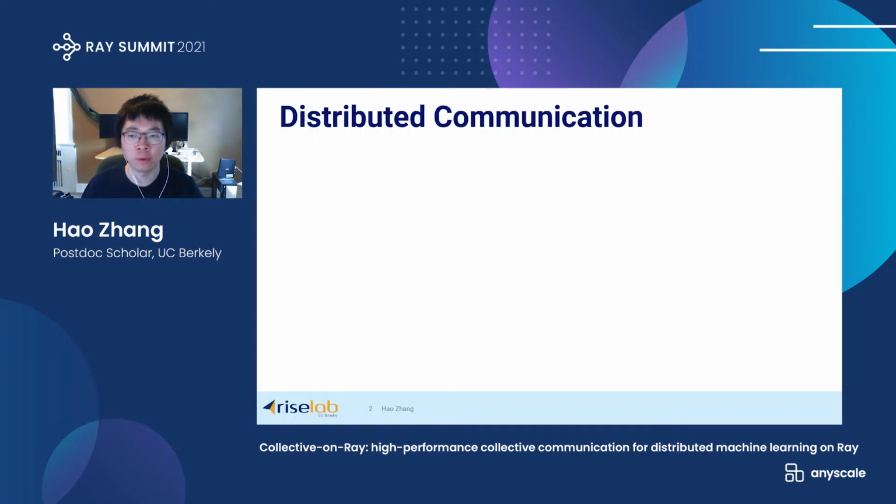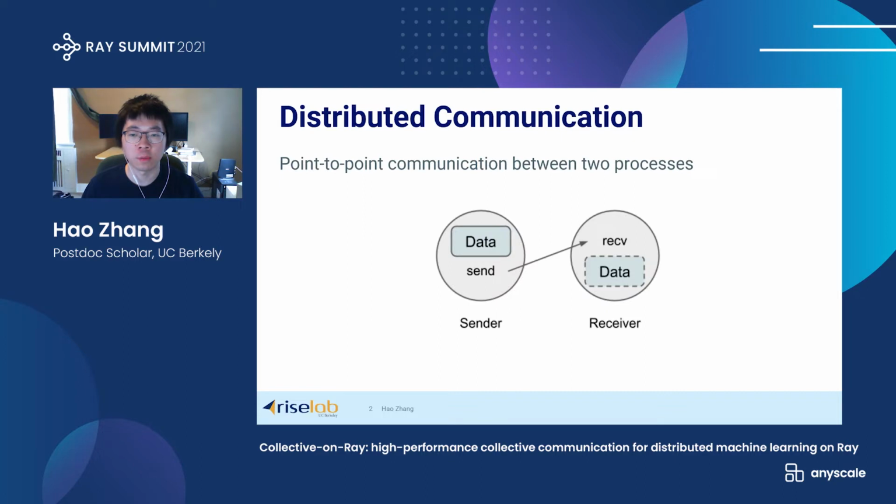Whenever we program a distributed application on a distributed environment, we have to address communication, which is an essential procedure to exchange information or coordinate work between different processes. The most fundamental form of communication between two processes normally appears as send and receive operations. A sender process sends a message to a receiver process, such as this slide shows. The communication pattern is known as point-to-point communication, which should be quite familiar to Ray users.